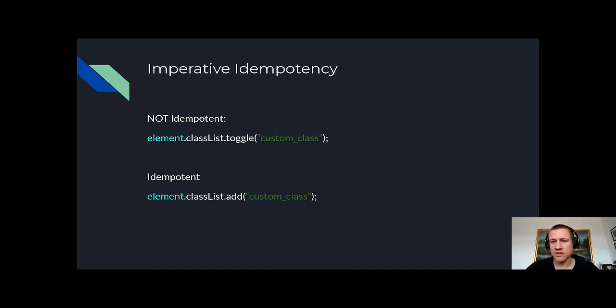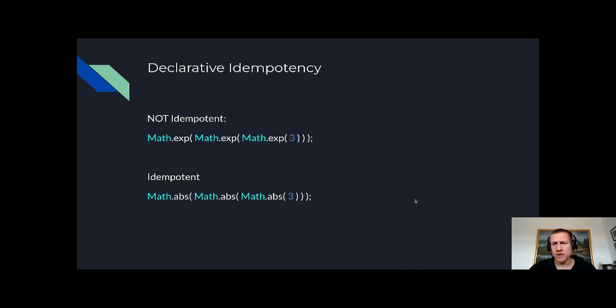An idempotent function, on the other hand, is something like adding a class to a class list. Whether we call this once or many times, it doesn't matter. The class will only be added once, and therefore we can also predict what the outcome will be when we call this function. Inside the declarative domain of more mathematically succinct functions, something like calling exponent many times on itself is going to produce different results based on the number of times that we've called it. But something like calling the absolute on an integer will be the same whether we call it once or many times. We will always get the same output.